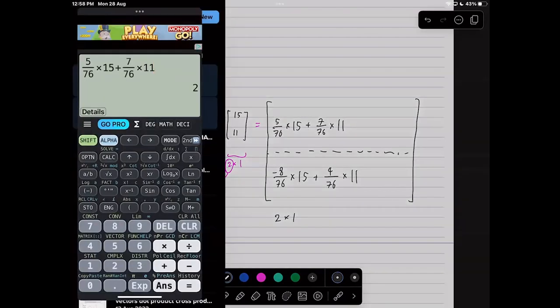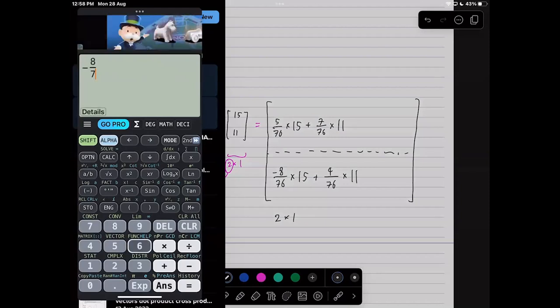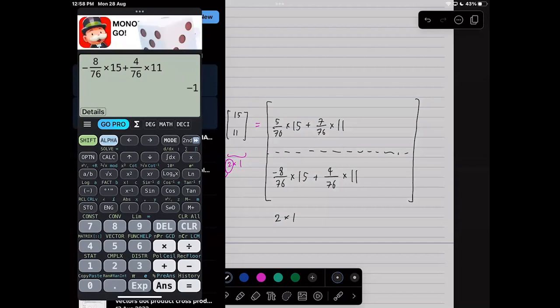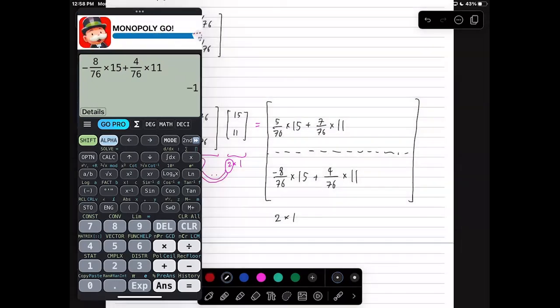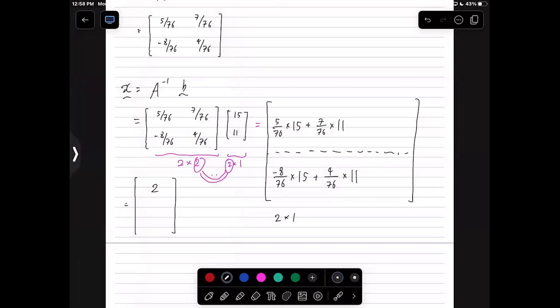What about the other one? Let's try. Minus 8 over 76 times 15 plus 4 over 76 times 11. Negative 1. Wow, so many fractions suddenly got one whole number. So weird. Negative 1. Gotta write down negative 1. So what does that mean? X equals 2, y equals negative 1 is your answer.